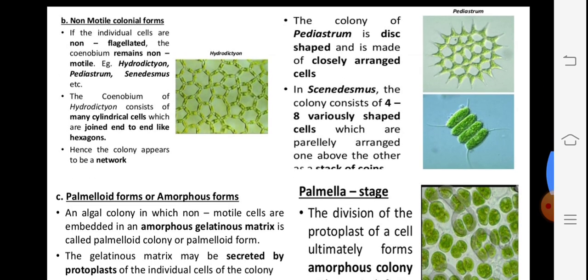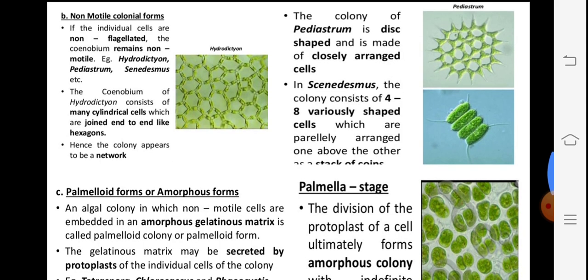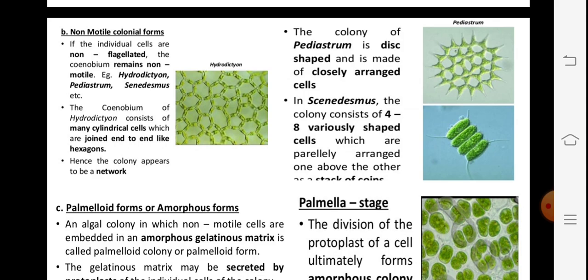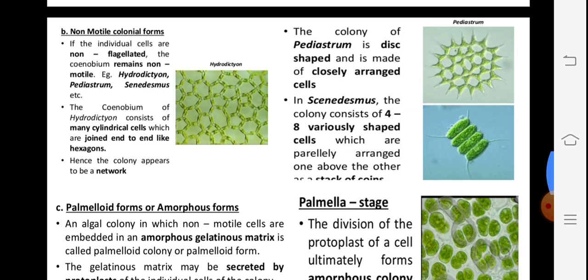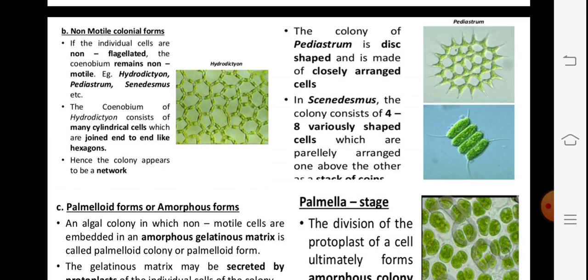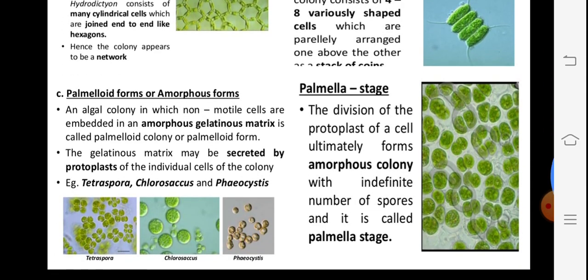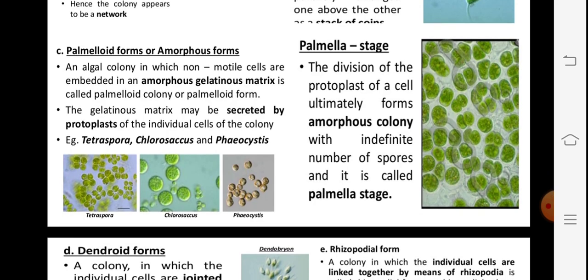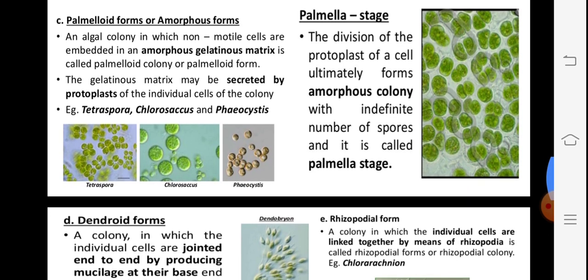Then non-motile forms: Hydrodictyon is a good example, with a mesh-like appearance, or you are observing Pediastrum. Pediastrum is also star-like, and then there is Scenedesmus, single cells but in groups of 4 to 8 cells. Then the palmella stage is there, so it forms an amorphous colony having an indefinite number of cells, and it is called the palmella. So the protoplasm gets divided.